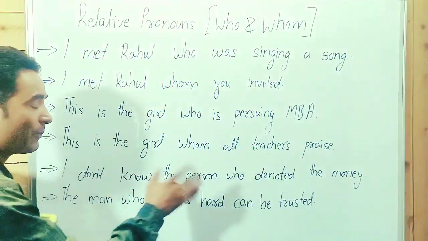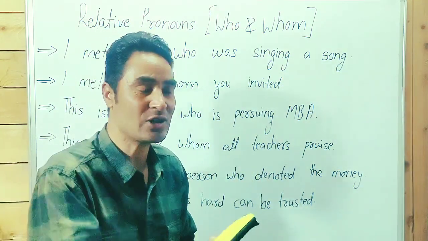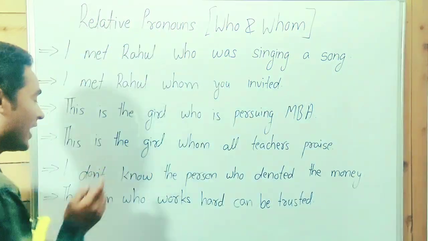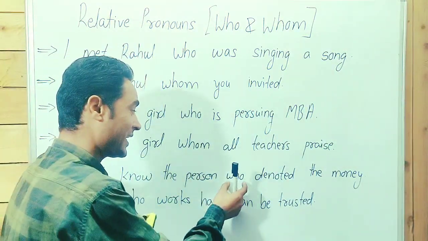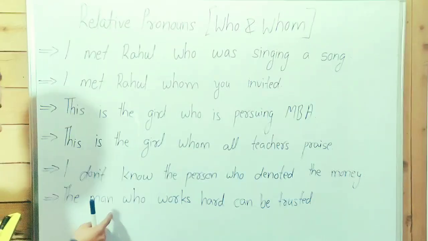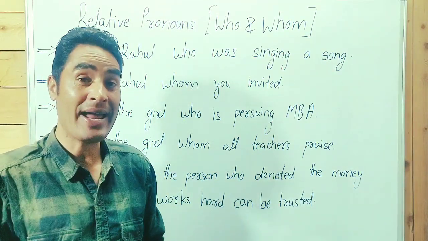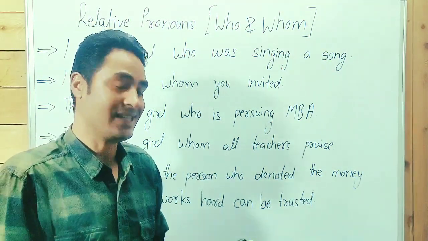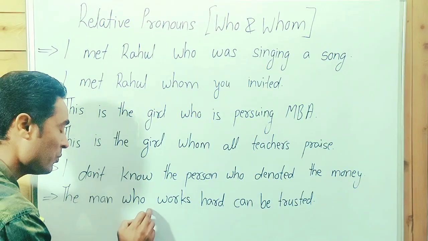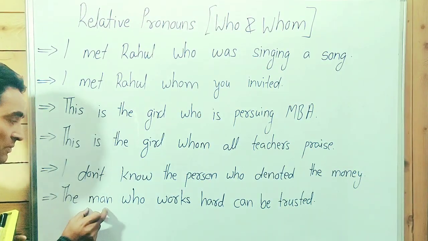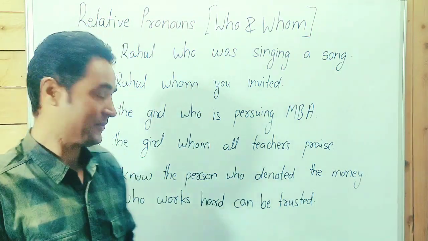I don't know the person who donated the money. I don't know who donated the money. Subjective case: the man who works hard can be trusted. Man is a noun, who is a relative pronoun, the antecedent is a noun, and "who works hard" is a relative clause.